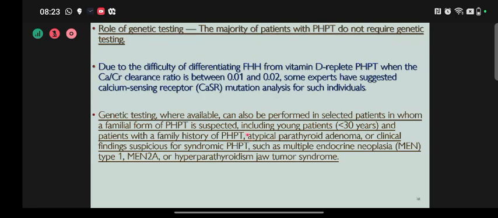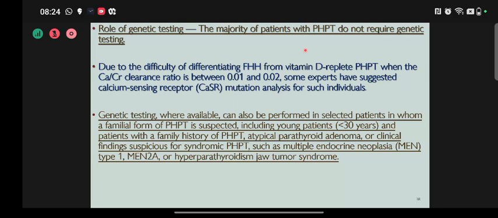Coming to the role of genetic testing, the majority of patients with PHPT don't require genetic testing, due to the difficulty of differentiating FHH from PHPT when the calcium creatinine ratio is between 0.01 and 0.02. Some experts have suggested CASR mutation analysis for such individuals, and it should be performed in selected patients in whom a familial form of PHPT is suspected, including young patients with a family history of PHPT, and a clinical finding suspicious for a syndromic PHPT, that is for MEN 1 and MEN 2A, as I already described.